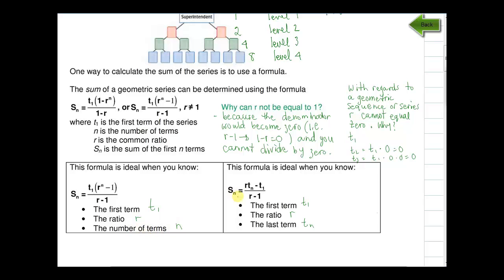On the second one, it would be ideal to use this formula when you know what the first term is, when you know what the common ratio is, and when you know what the last term, T subscript n, is. All right, so that concludes our introduction.